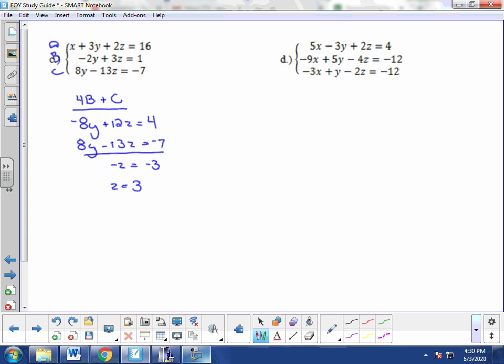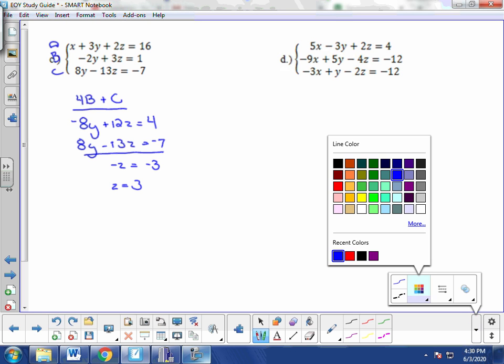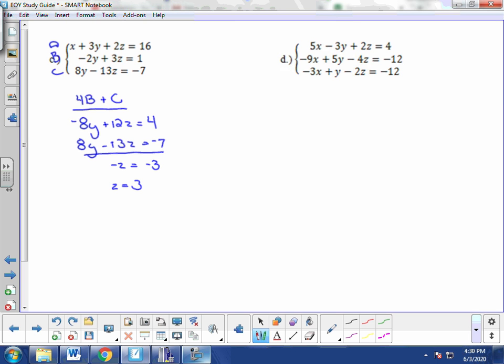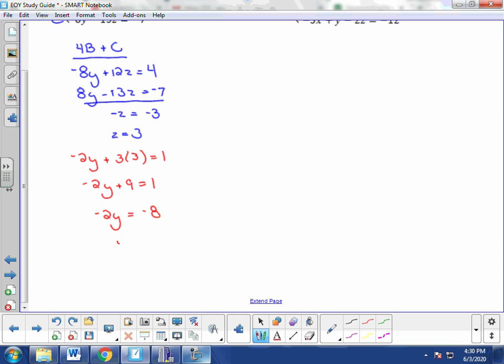Now I can take this value for z and substitute it back into either the equation that I labeled as B or the equation that I labeled as C, and solve for y. So negative 2y plus 3 times 3 equals 1. 3 times 3 is just 9. So negative 2y plus 9 equals 1. Negative 2y would equal negative 8 after I subtract 9 from both sides. And then y would equal 4.